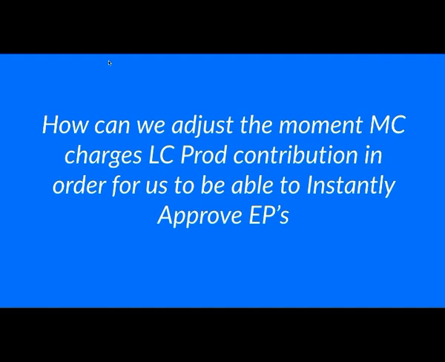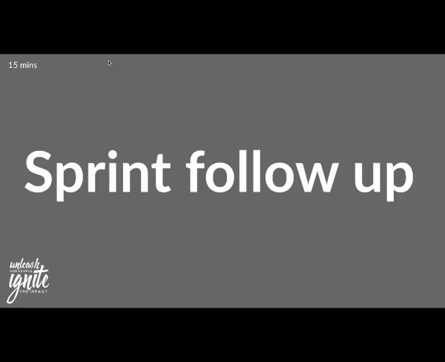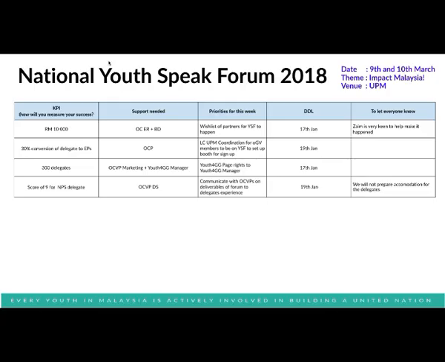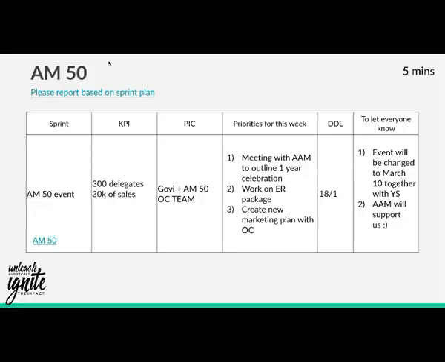So after we finish all the operations updates, we go to sprints follow-up. Just to clarify, what are sprints? Sprints are very short-term, 1 to 2 months, small projects or coordinated activities that need to happen in the team. It's not really a long-term project, but something very small. For example, internal comms, Newspeak Forum, or AM50.